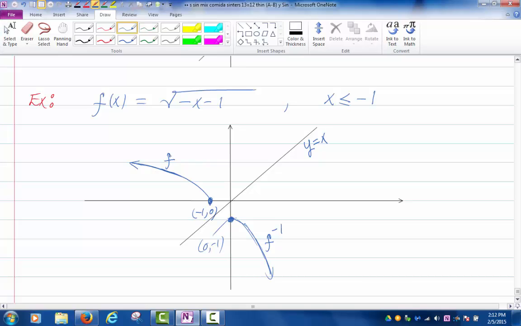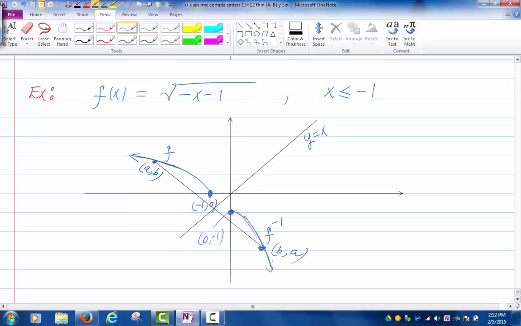And just to emphasize, if this point here is the point AB, then this point here is the point BA. Is that making sense? Is everybody okay? All right.